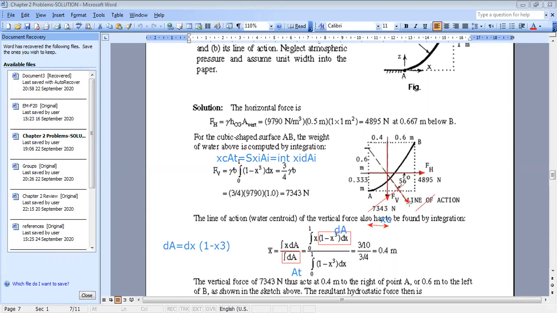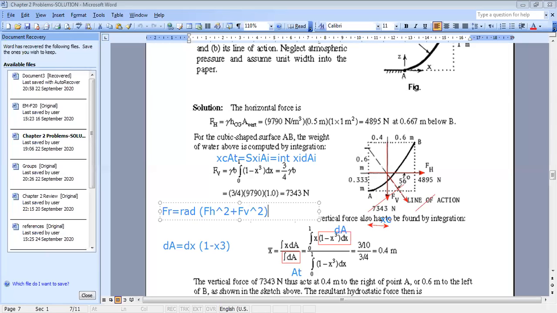You can compute the magnitude of F resultant. If you find how to find F resultant, you say F resultant is the radical of FH squared plus FV squared. And once you find the magnitude, you can find the direction.